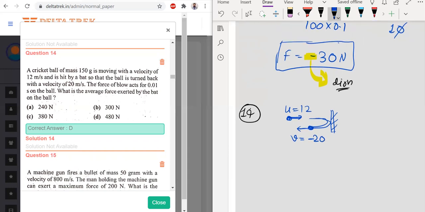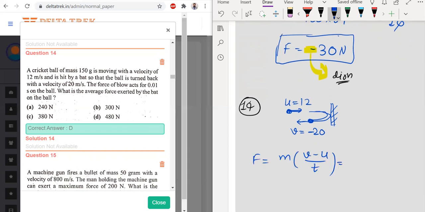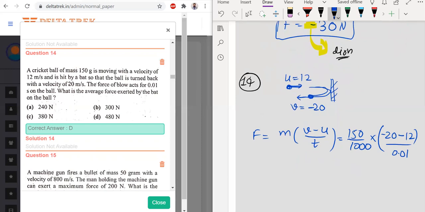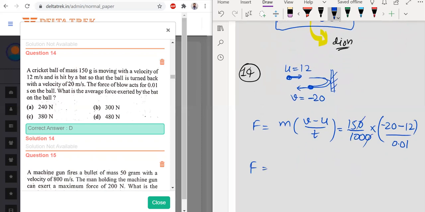So force is equal to mass into final speed minus initial speed upon time. Again mass is 150 by 1000 converted in kg. V, what is V? Minus 20, and minus of it is 12, divided by time. Time is what? 0.01 second for this question. F is, 10 will cancel out. It will be 15 into how much? 100 into 0.1.